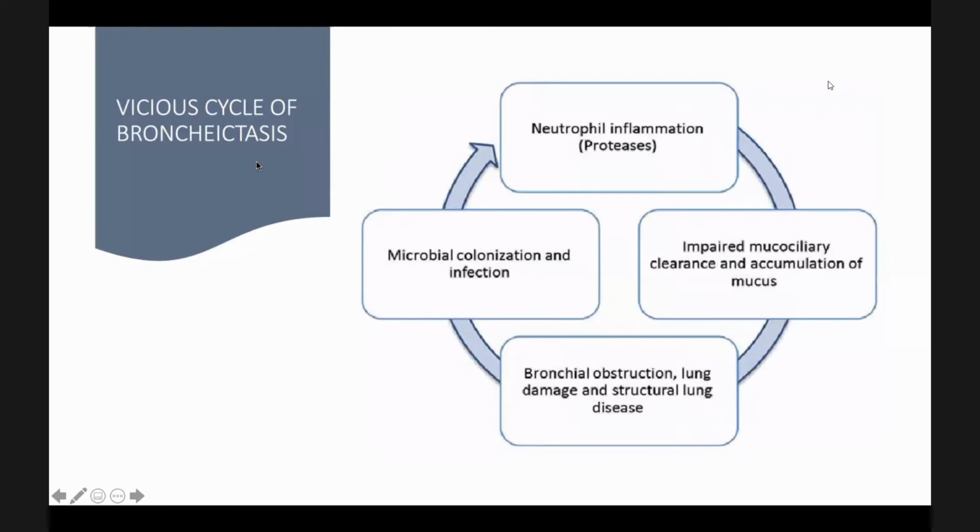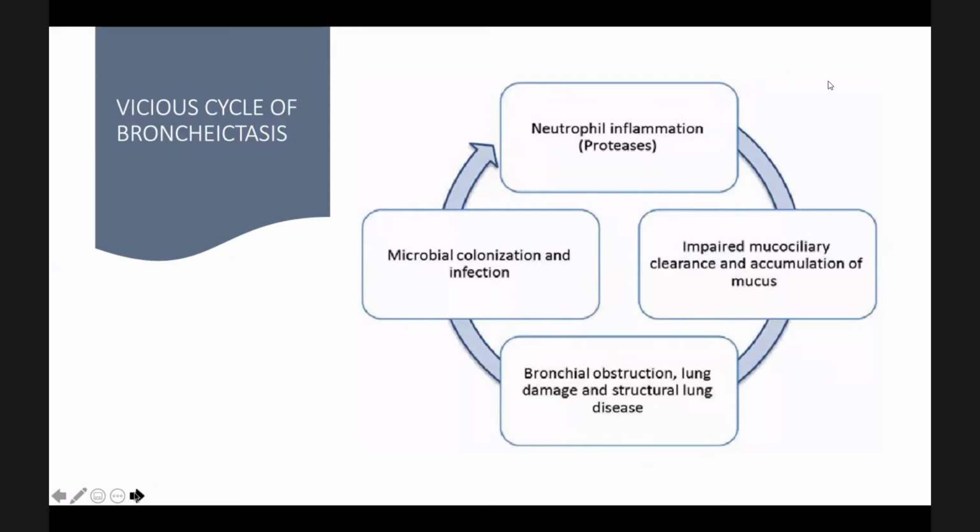There is always a vicious cycle in bronchiectasis. There is neutrophilic inflammation leading to impaired mucociliary clearance and accumulation of mucus. This leads to bronchial obstruction, lung damage and structural lung disease. All these again lead to microbial colonization, which is mainly important. So we are getting a lot of colonization of microbial organisms. This repeated infection again leads to neutrophilic inflammation, and this cycle continues. This is the vicious cycle which leads to more damage to the airways, leading to bronchiectasis.